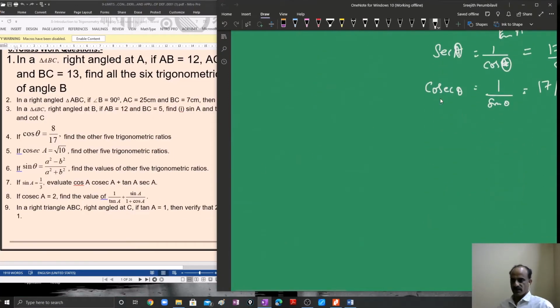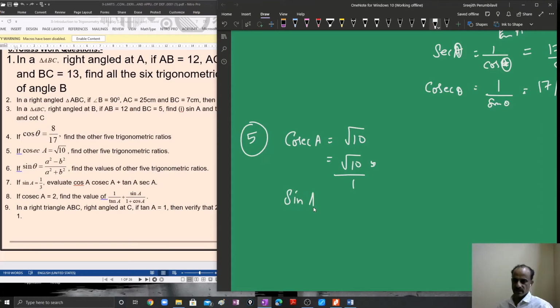Next one, question number 5. Cosec A is equal to root 10, I will say root 10 by 1. What is cosec A actually? Cosec A is the reciprocal of sine. So I can say that sin A is equal to 1 by root 10. So that means opposite side by hypotenuse.